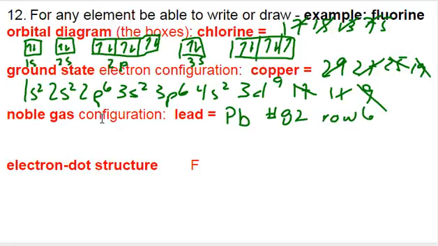So what that tells me is that the first 5 rows are filled up. The first 5 energy levels are full. So 5 energy levels are full.